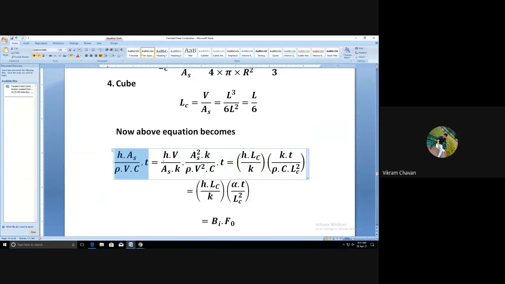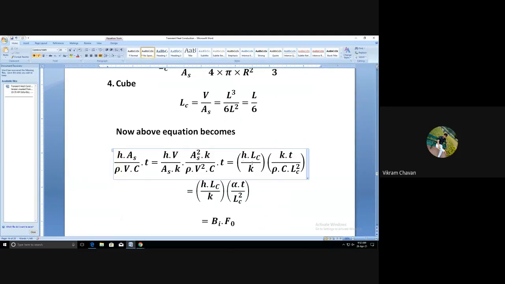This quantity we have derived up to this level is nothing but H multiplied by V divided by A suffix S, multiplied by K multiplied by A suffix S squared multiplied by K, whole divided by rho multiplied by V squared multiplied by C, whole multiplied by T. So instead of V divided by A suffix S, we are going to put the characteristic length, and instead of A suffix S squared divided by V squared, we are going to put LC squared, and we have sorted these two brackets as per our requirement to convert it into a dimensionless form.